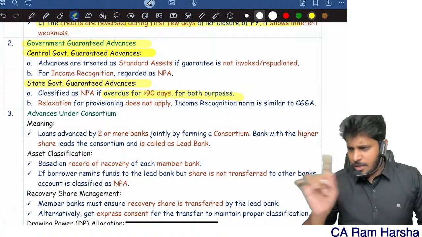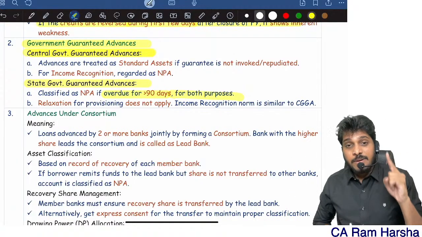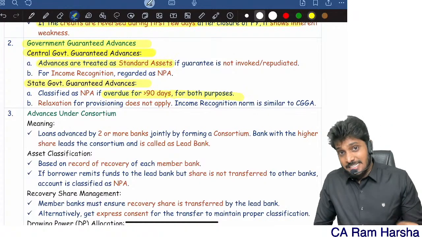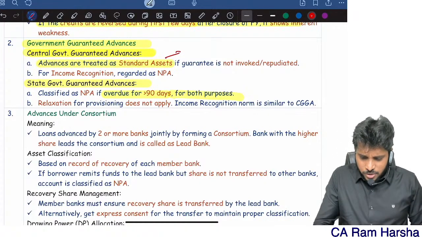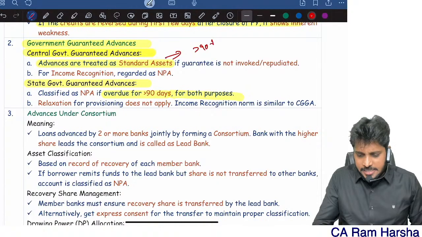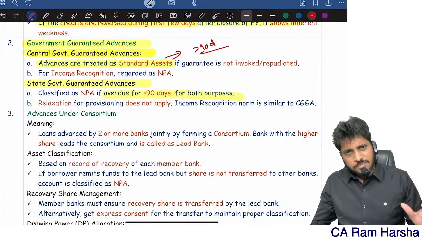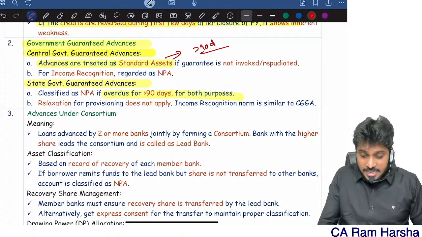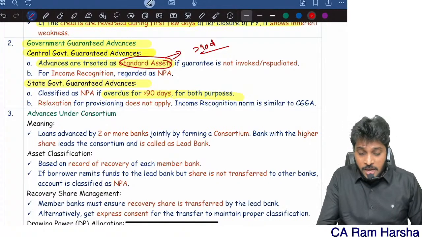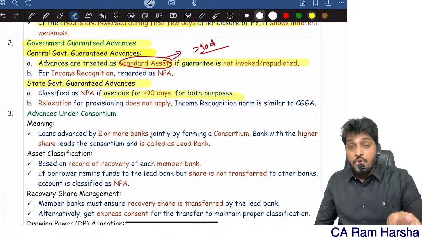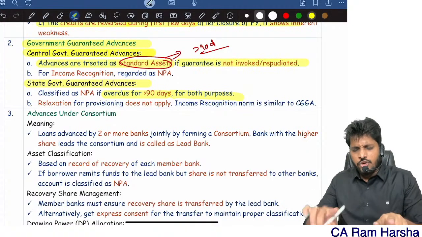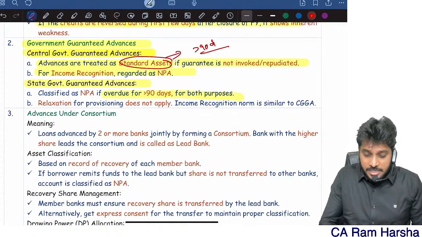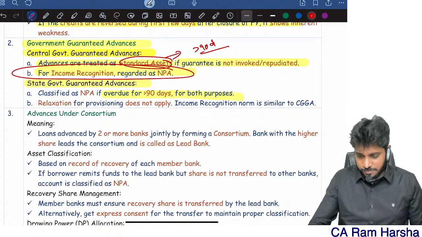That is state government. Normal treatment: for central government guaranteed advances, the advances are treated as standard asset. Sir, actually there is a default. More than 90 days is there. Still it is treated as a standard asset only, if the guarantee is not repudiated, not revoked, means not invoked or not cancelled. Very simple.